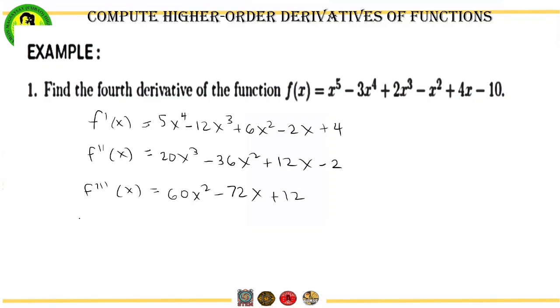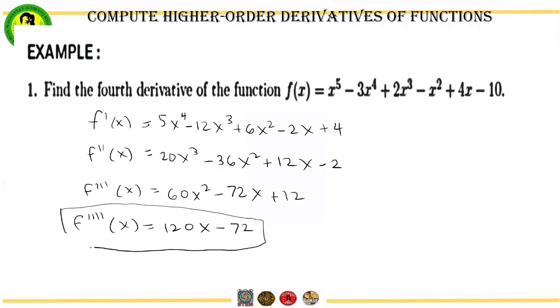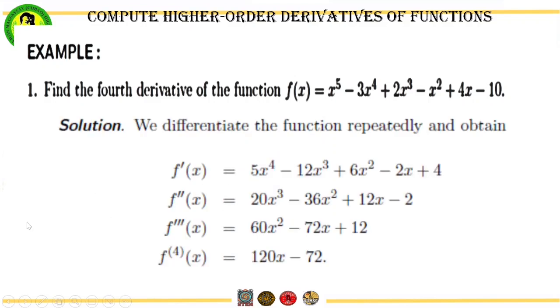Okay, so now we're down to our fourth derivative. Okay, so 60 times 2 is 120x minus 72. So this is our fourth derivative. So the fourth derivative of x raised to 5 minus 3x raised to 4 plus 2x cubed minus x squared plus 4x minus 10 is 120x minus 72. Okay, any questions? So let's proceed to our next.